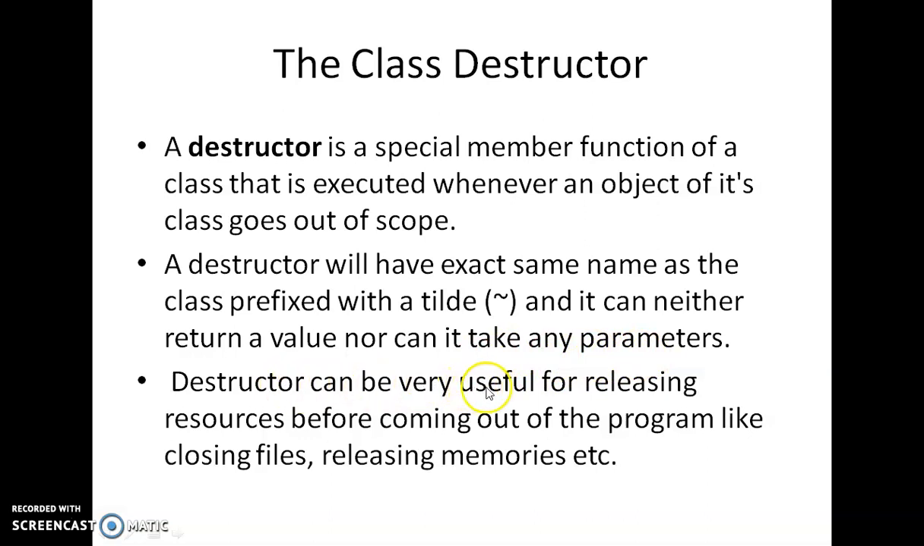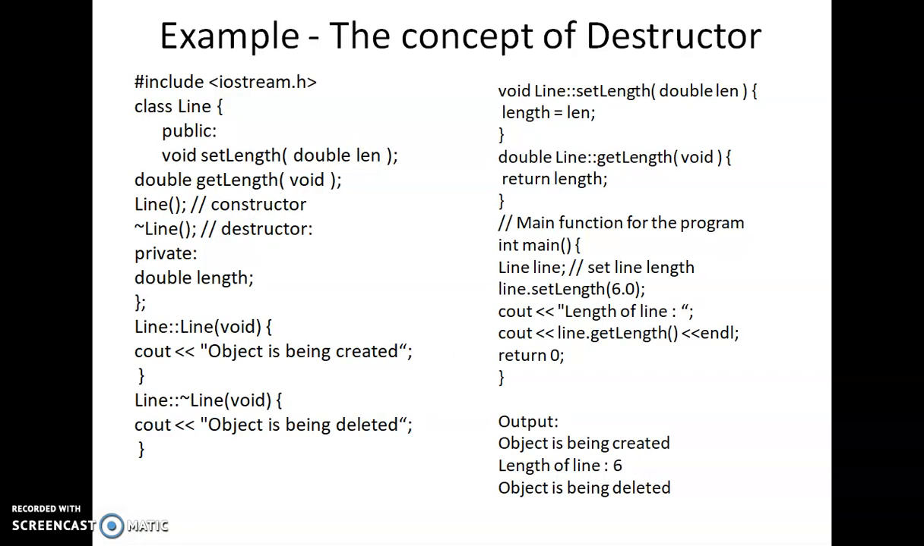Actually, the destructor is very useful for releasing the resources used by the program, like closing files, releasing memory, etc. For that purpose we use the destructor. Here, the class name is Line, and 4 methods are there: setLength, getLength, Line which is the constructor, and this one, which is called the destructor.